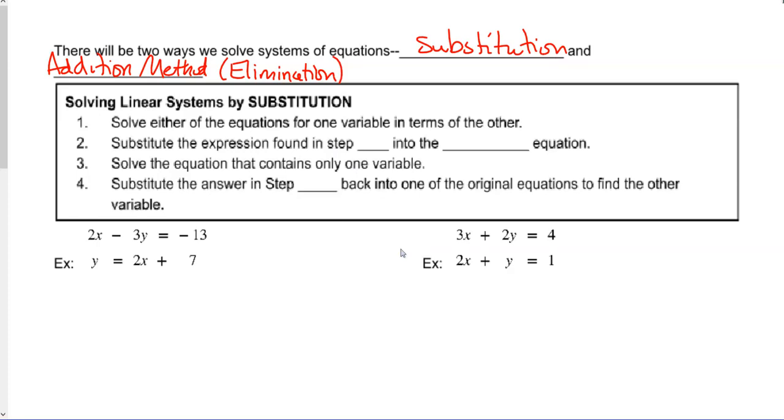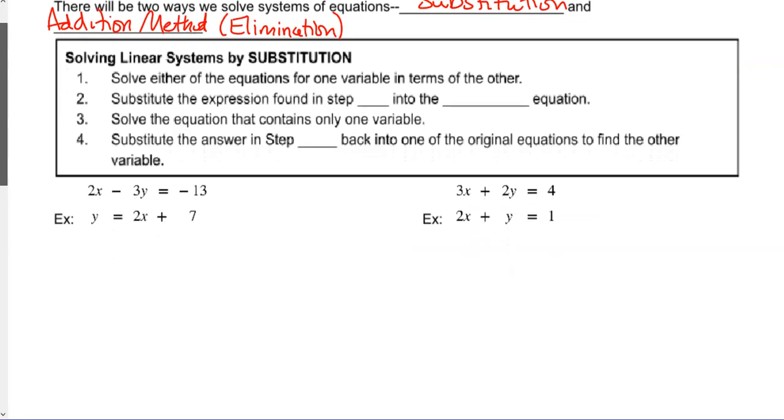Now, let's start with substitution. Substitution is probably the second one that most people will use. Most of the time elimination is used, but substitution is a good way. Sometimes it's much more helpful than elimination. So here are the steps in order to solve a system by substitution.